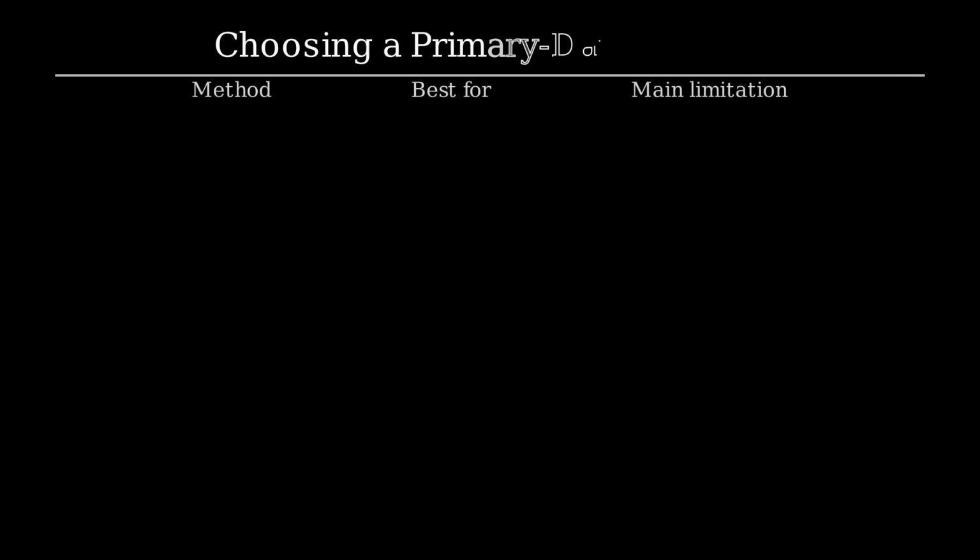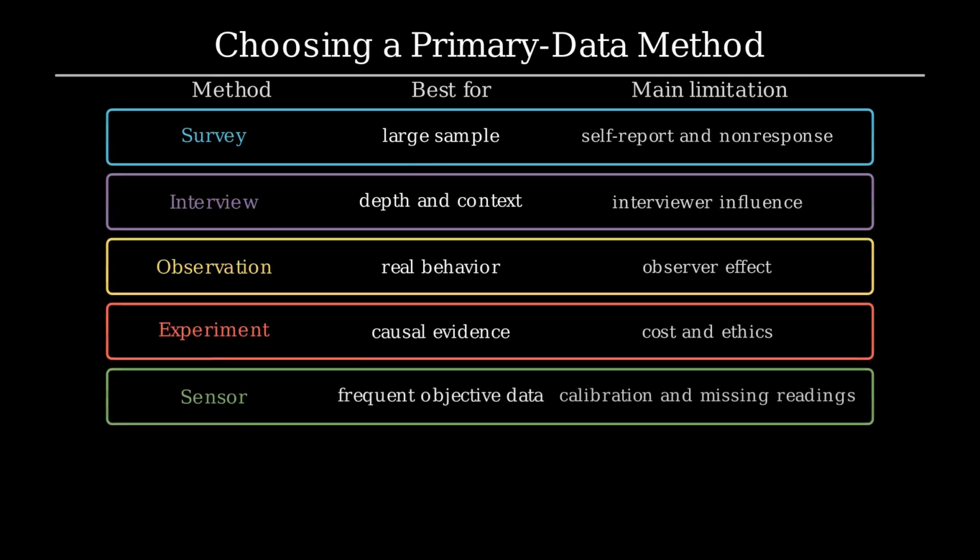No collection method is universally best. Surveys provide breadth. Interviews provide depth. Observation captures behavior. Experiments test causality. And sensors provide repeated objective measurements.